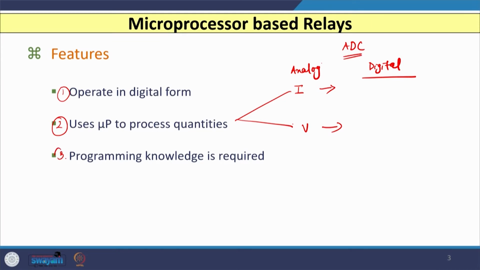And the third feature of microprocessor based relays is that programming knowledge is required, because you need to write some code or algorithm which is going to process, and if that particular condition is satisfied, then this relay operates or initiates a trip command, and further it gives a signal to the circuit breaker.